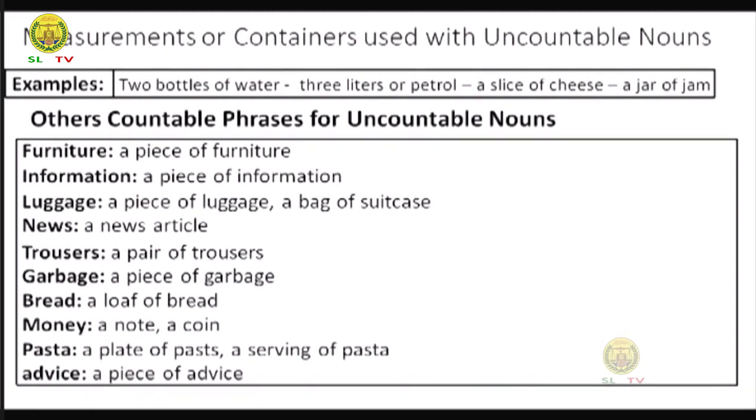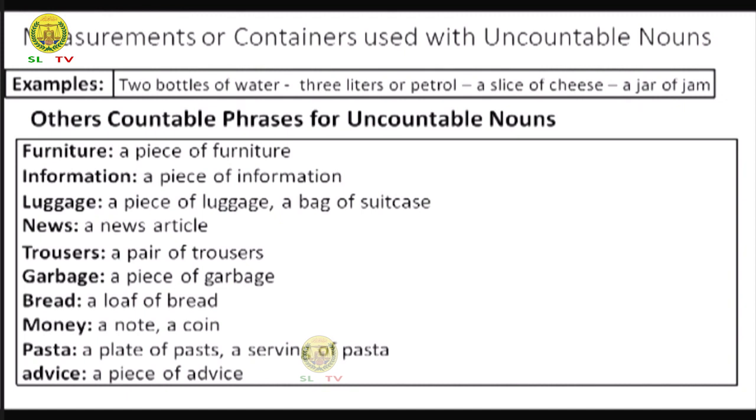So furniture here is also an uncountable noun. Information is an uncountable noun. Luggage, news, trousers, garbage, bread, money, pasta. You cannot say pastas. It's pasta. So advice. This list of nouns are uncountable.